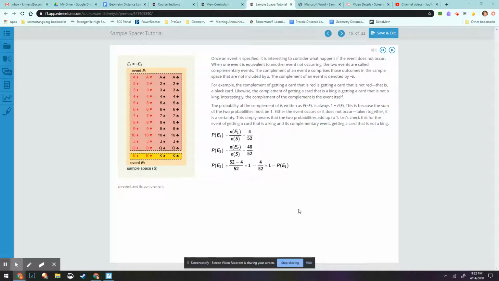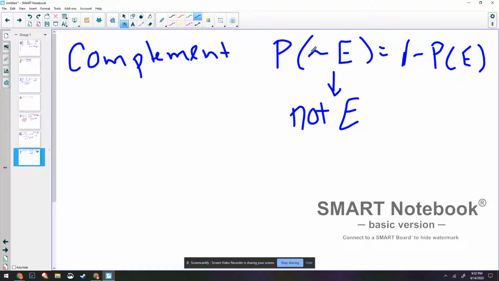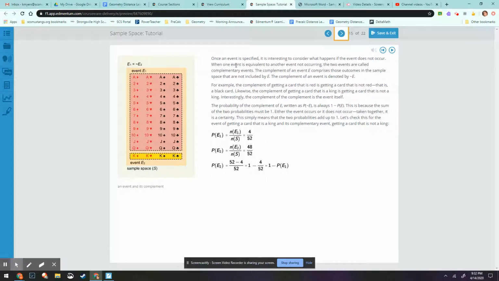So we are on slide 15 and 22. All of these words here basically talk about the complement of an event. The complement of an event basically means the opposite of it, that not happening. And they use this weird notation with little squigglies. So if you see P of squiggle E, that means not E. And it is all of the times that that event doesn't happen. So the way we figure that out is we do 1, because that's the total probability, minus the event happening, and that will give us the probability of the event not happening.